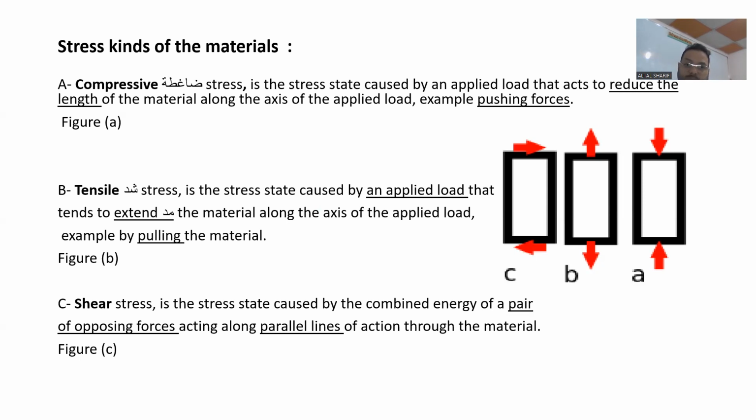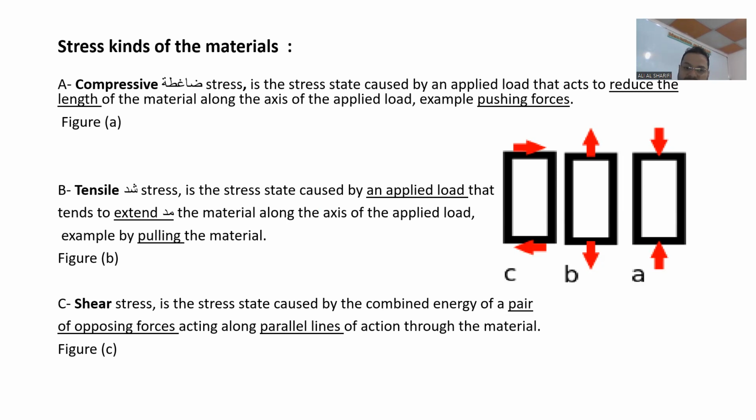The first one is compressive stress. That means the stress state caused by an applied load that acts to reduce the length, because there will be two forces on this bar material in opposite directions along the axis of the applied load. A good example is the pushing force, like figure A.